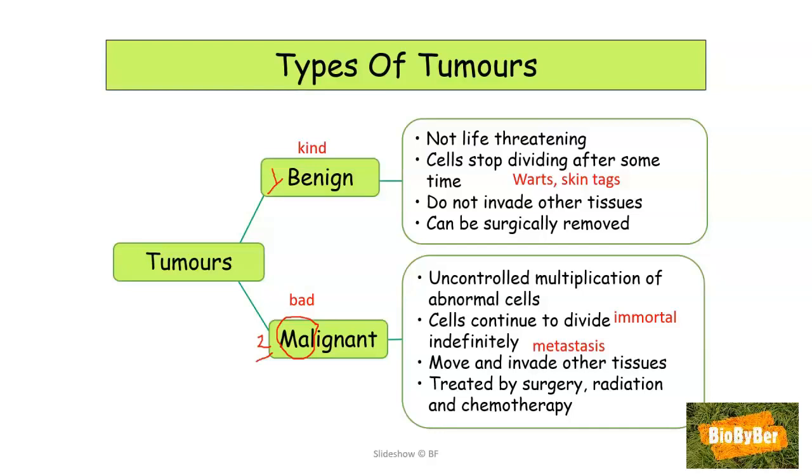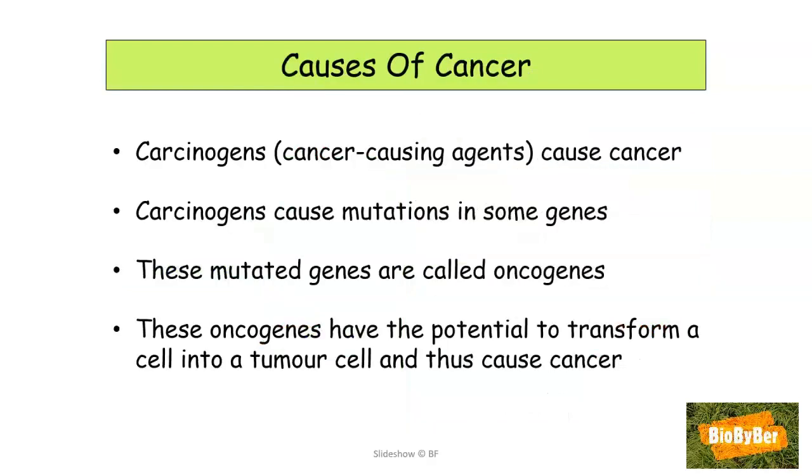This basically means that cancerous cells can break off from the tumour and travel in your blood or circulatory systems to new sites and thus form new tumours. These tumours are treated by surgery, where they're removed, or by using radiation and chemotherapy or chemicals. We will come back to this point later.